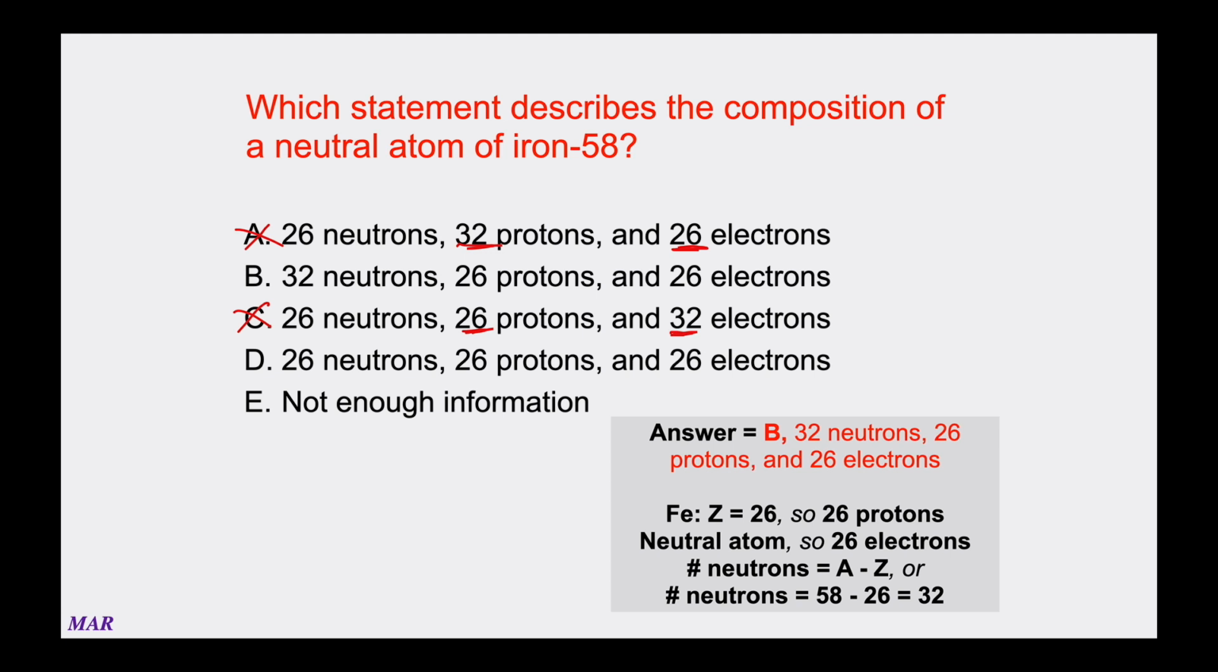So if you have a neutral atom of iron-58, you're going to first of all have equal protons and electrons. Iron always has 26 protons, so that means 26 electrons as well. And then finally, to figure out the number of neutrons from the 58, you would go 58 minus 26, and that's where answer E comes in. So we have enough information to answer this question. Absolutely, it's answer number B.